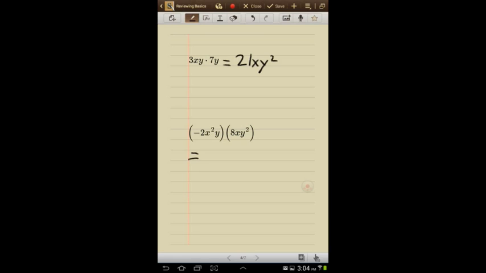Another multiplication problem. Negative 2 times 8, negative 16. x squared times x would be x to the third power. y times y squared is y to the third power. Hopefully these examples are looking familiar. I'm sure Mrs. Bird had you do lots of them in Algebra 1.